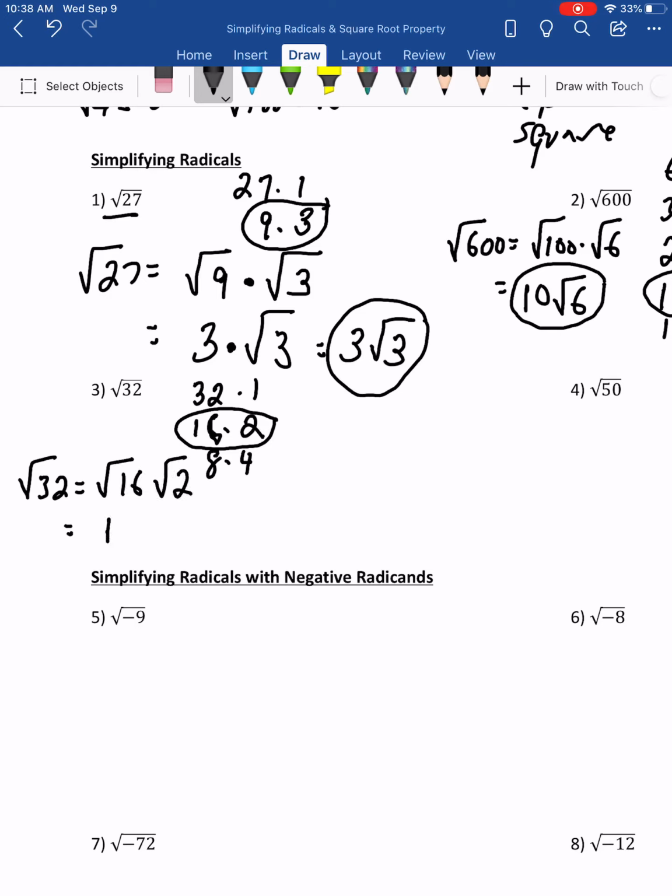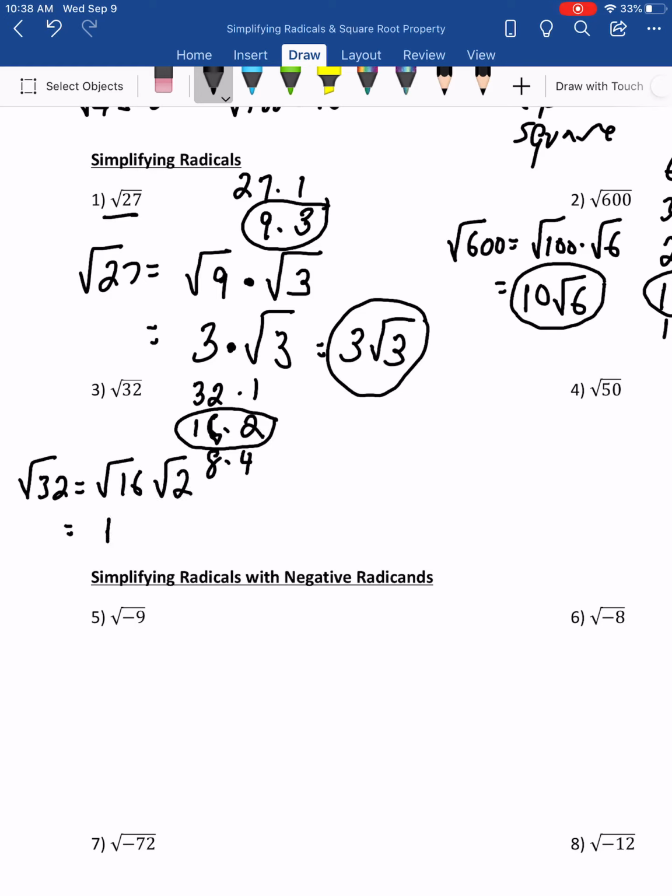Square root of negative 9, common mistake, people say it's negative 3. Seems quick. But here's why it's not. In order for that to be true, negative 3 times negative 3 must be equal to 9, which of course it isn't. So there's actually no real solution to this.